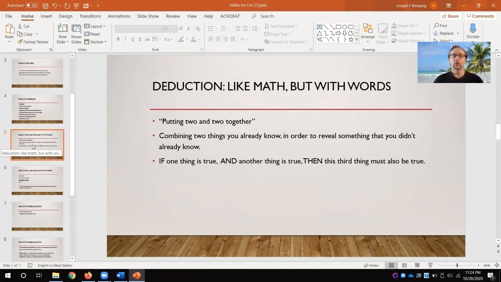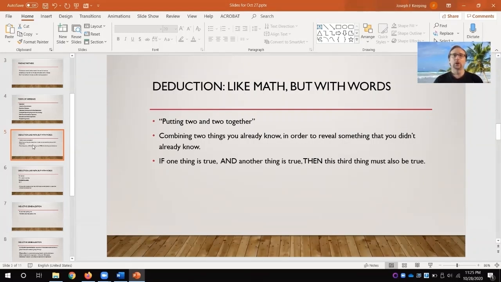is deduction, or deductive inference, or deductive reasoning. Have you ever heard the phrase, putting two and two together? What does that phrase mean? Anybody? Well, when we say putting two and two together, what we generally mean is we take one piece of information and we put it together with another piece of information, and then we draw a conclusion about a third thing. Put one thing together with a second thing, and that allows you to infer a third thing.